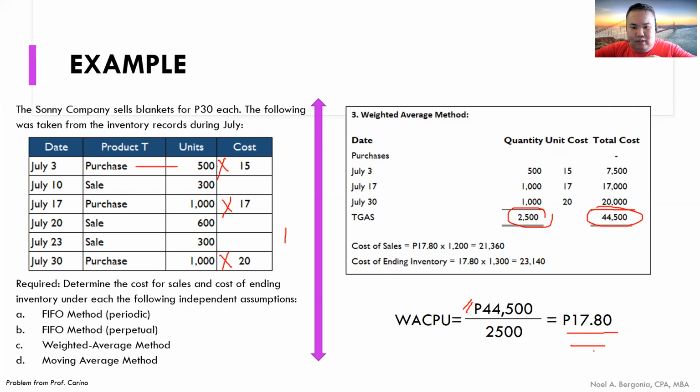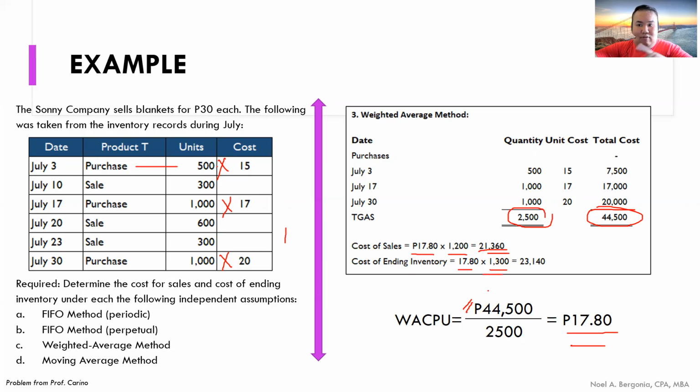Okay? So the cost of sales, ilan ba yung nabentang item? Di ba 1,200 times the WAC po na 17.80. So our cost of sales or cost of goods sold using the weighted average method is 21,360. Okay? And the cost of ending inventory, okay, is yung WAC po na 17.8 times 1,300.